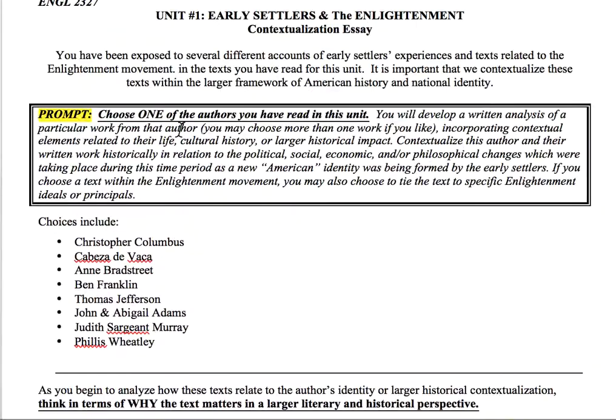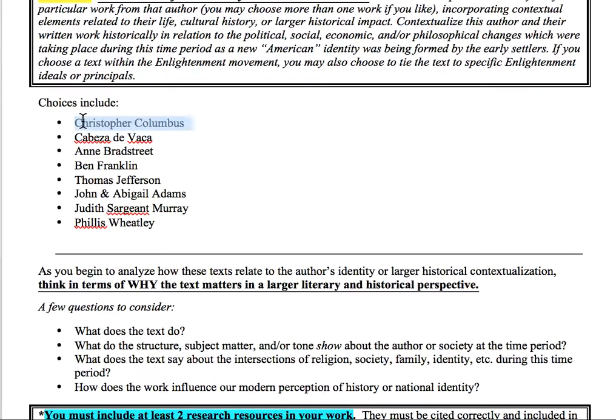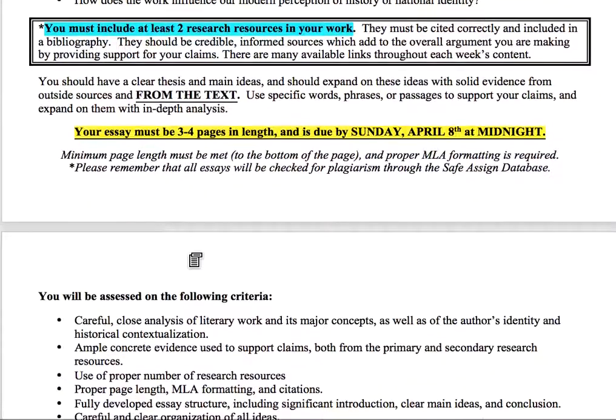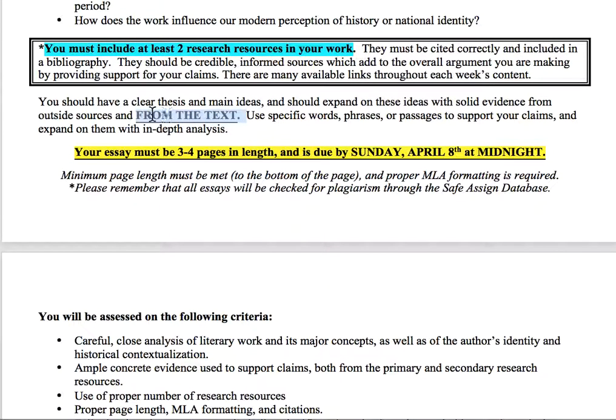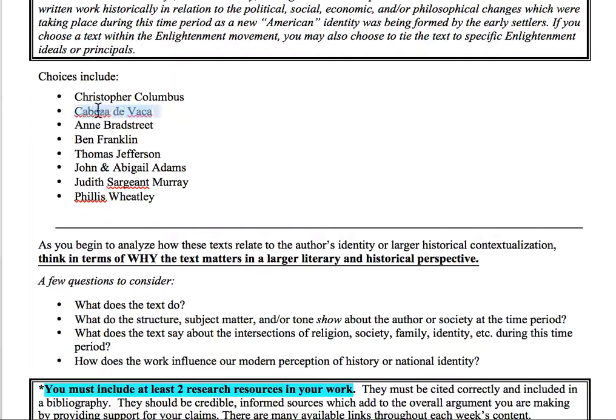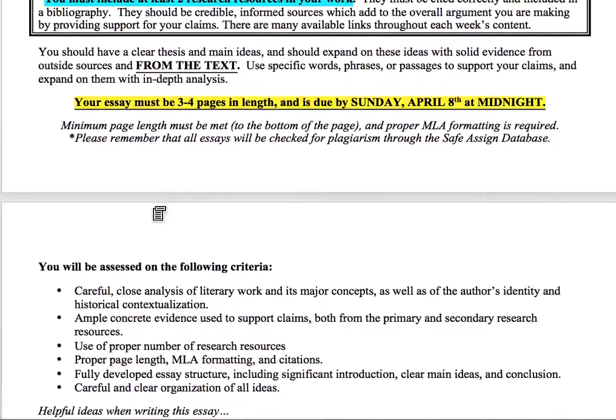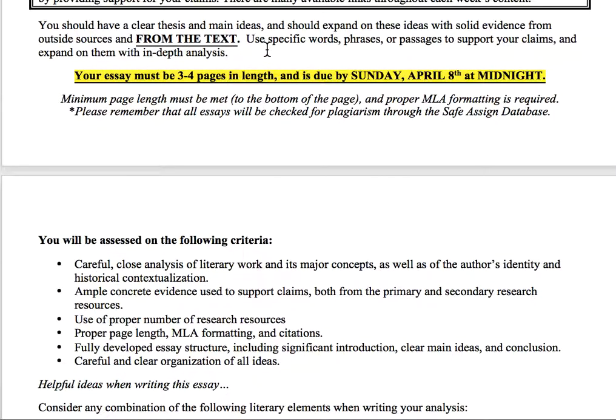So if you're going to argue, for example, that Christopher Columbus had a very selfish agenda or was very self-focused, give me a quote that shows me that. If you're going to argue that Cabeza de Vaca was really illustrating the life and struggle of the Native American people, give me a quote that shows that. So you really want to use specific words, phrases, or passages to support your ideas with this in-depth analysis.